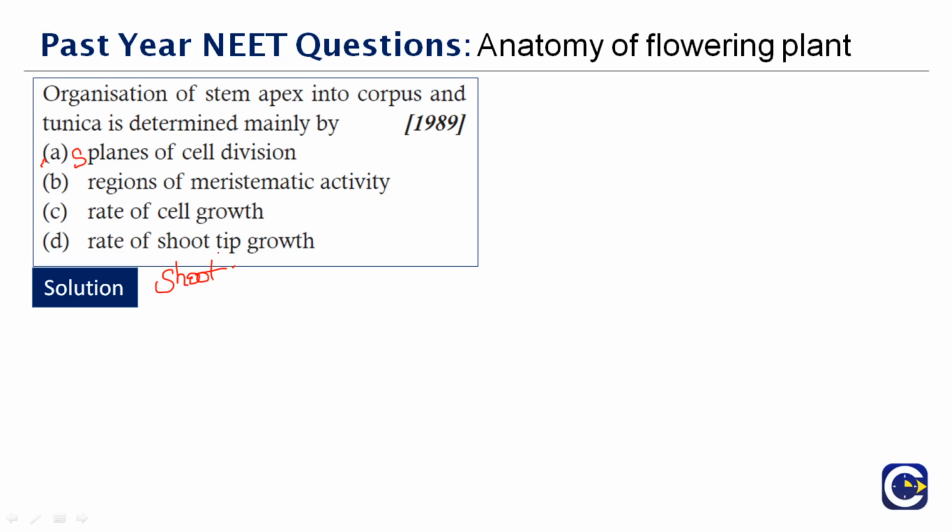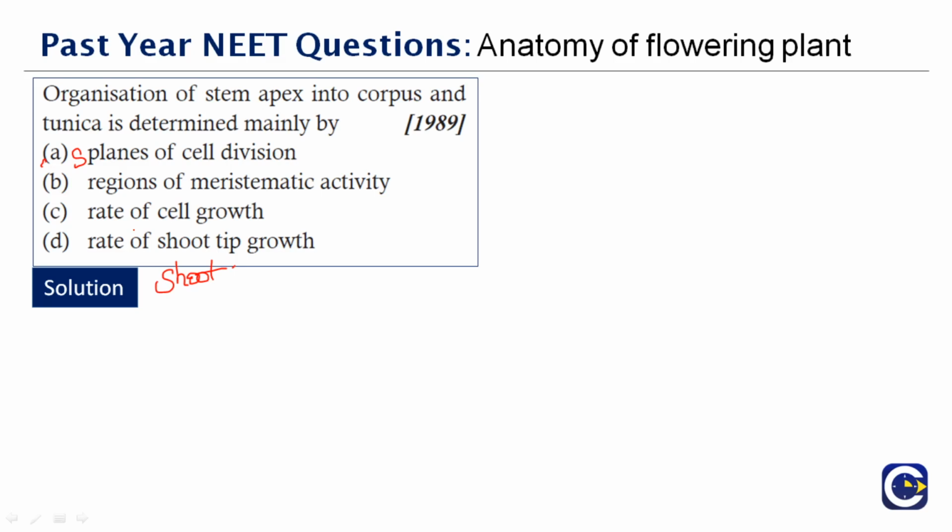An apical meristem is a patch of meristematic tissue present in the apex. Apart from that, the shoot apex is a terminal part of the shoot with leaf primordium. Various theories are given to explain the structure and the organization, but the organization of the stem apex into cortex and tunica is determined with the help of the planes of cell division.